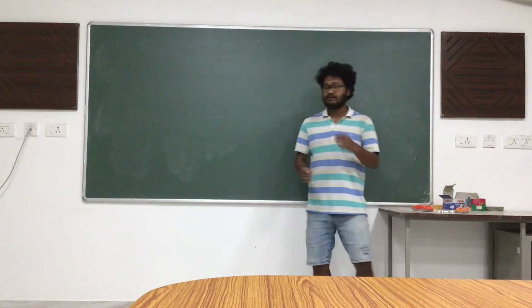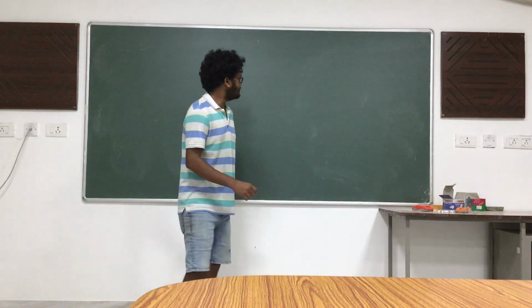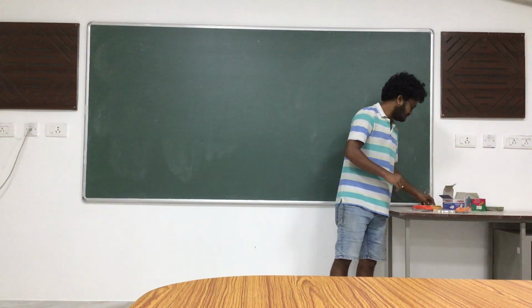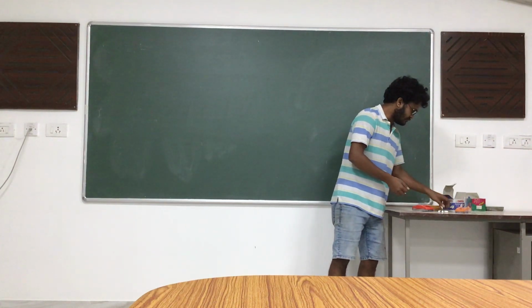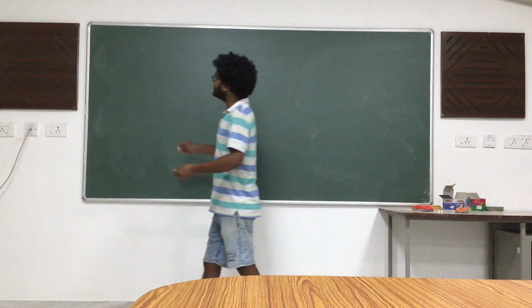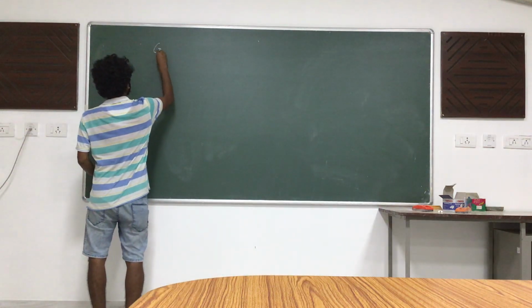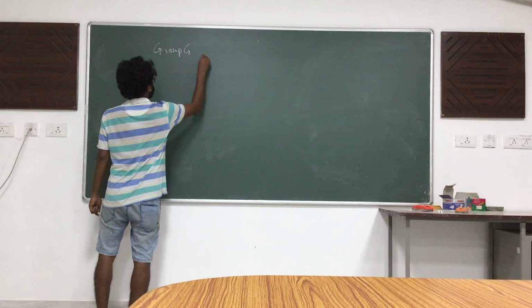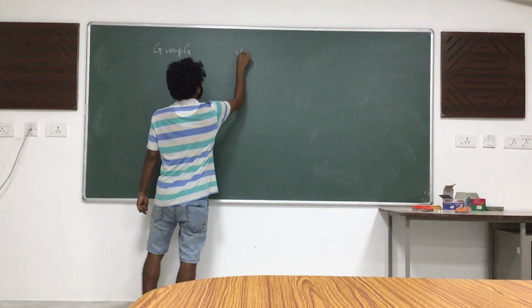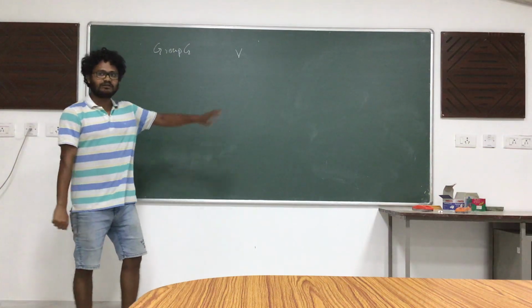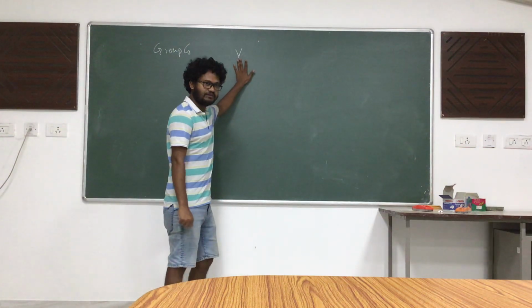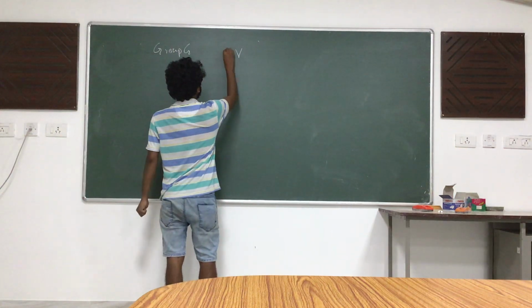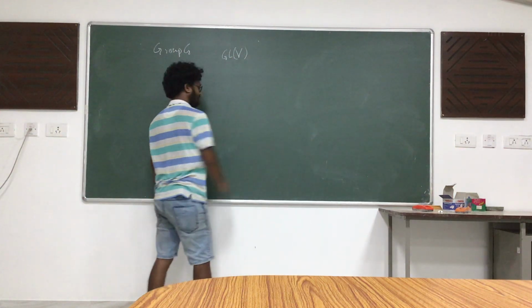Last day we introduced the concept of linear representation. What was it? Let's say we have a group G and a vector space V. Then we saw that all the isomorphisms, or all the invertible linear transformations, form a group, and we call them GL of V.